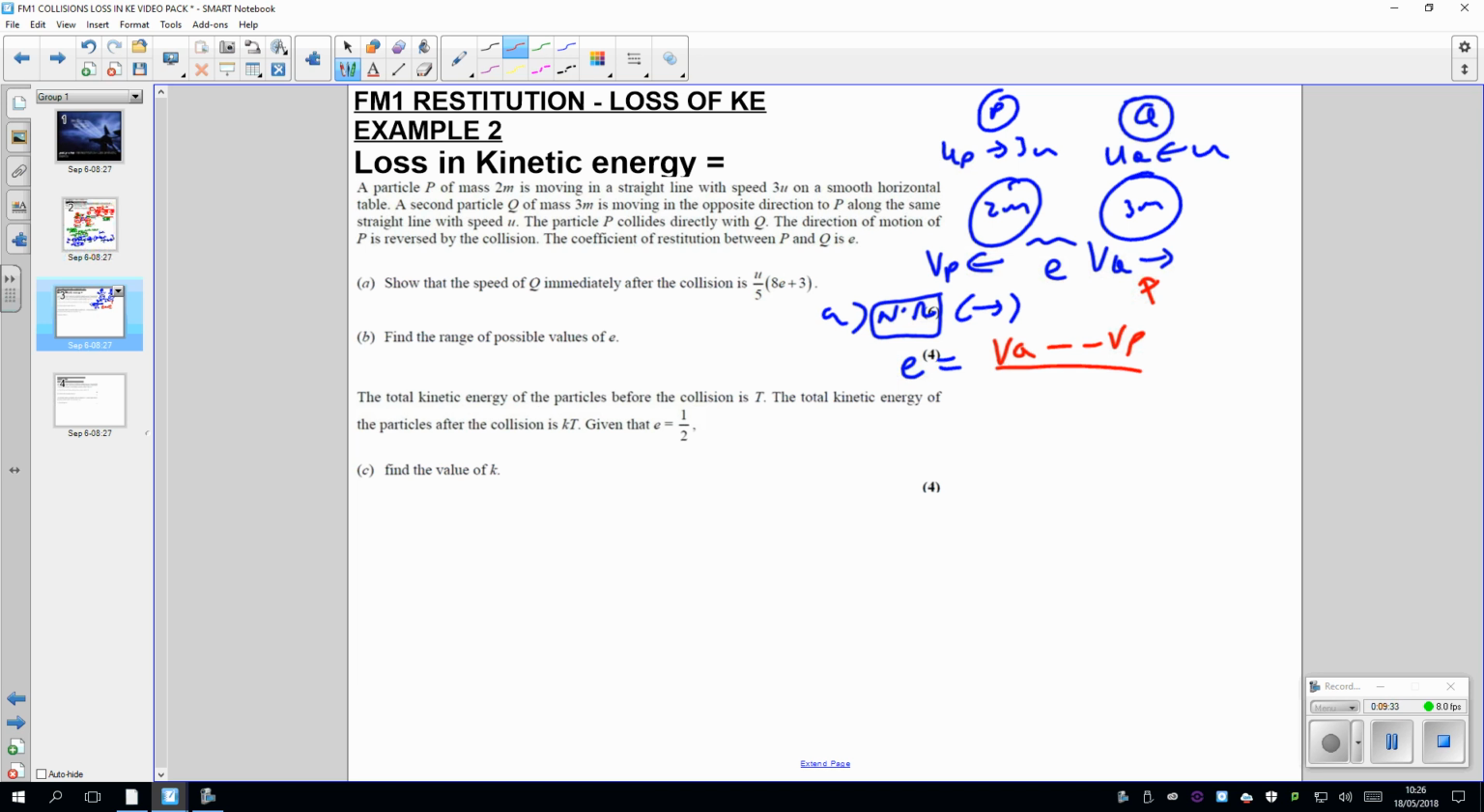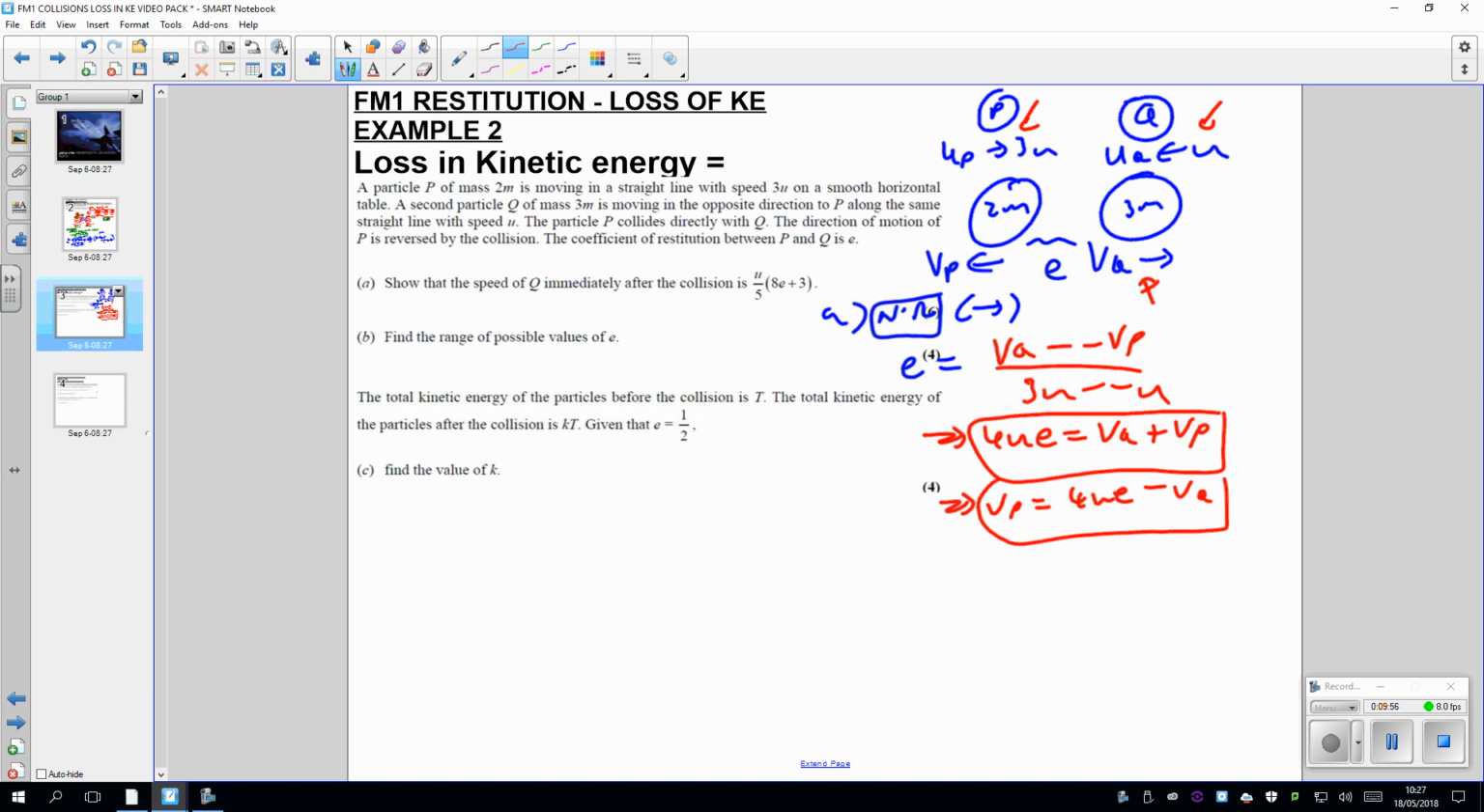Okay. Anyway, fastest going to the right is 3U. And the other one is going in the opposite direction. So we get 4UE is VQ plus VP. That's cool. So therefore, because I'm trying to find VQ, I'm going to make VP the subject. Optimize your work. Okay. Then we've got conservation of momentum. Go to the right.